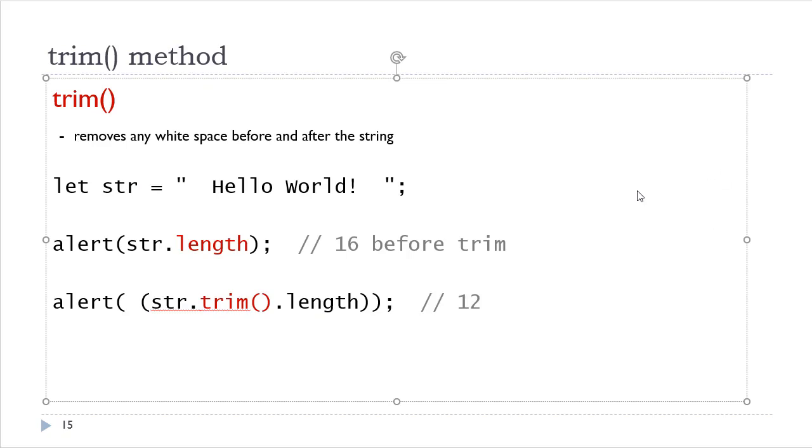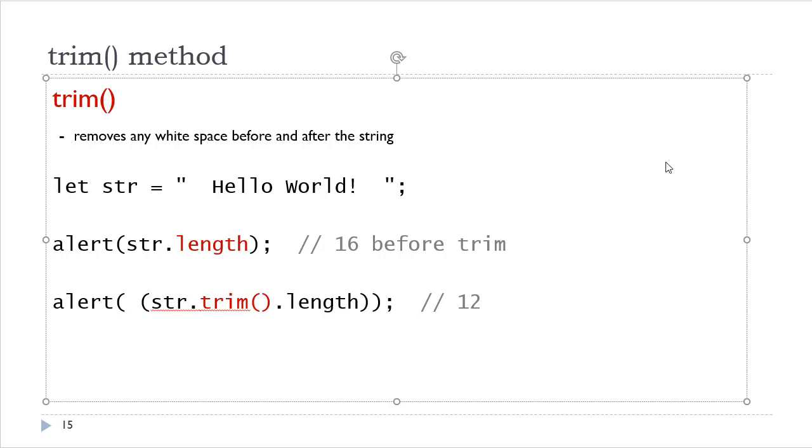Finally, we have the trim method. The trim method removes any white space before and after the string, not in the middle of it. This is a very useful and important method. Whenever you are retrieving form data, you always want to make sure that there is no extra white space in that data. One reason is that form data is typically entered into a database at some point, and we always want to make sure that the data is correct.